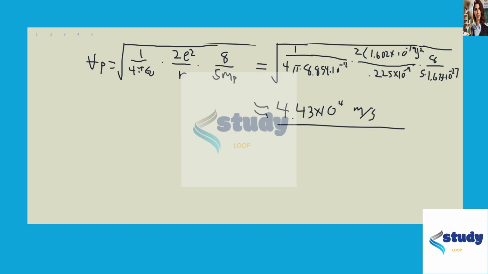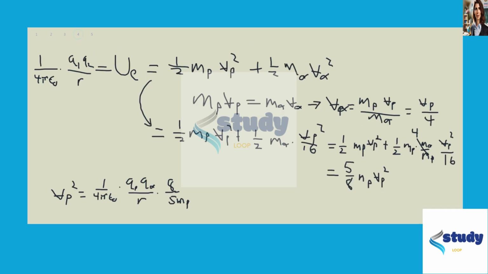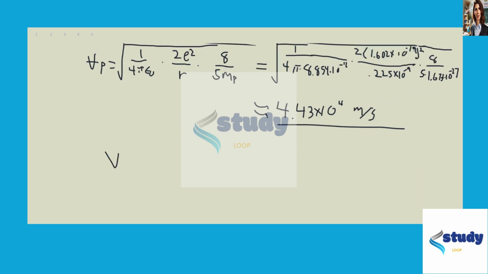The last thing we need is the velocity of the alpha particle. And that's easy because we found here that the velocity of the alpha particle is just the velocity of the proton divided by 4. So we just need to divide this answer by 4. And that comes out to be about 1.11 times 10 to the 4 meters per second. Okay, great.